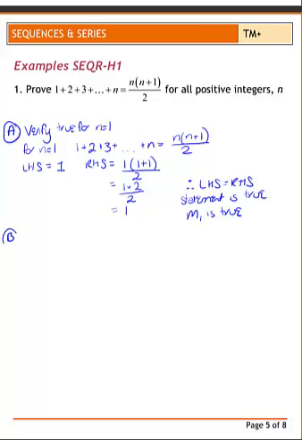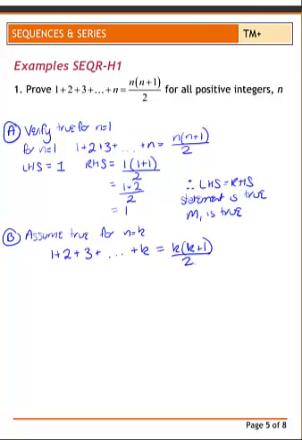Our next step is to assume true for n equals k. So that means that we've got 1 plus 2 plus 3 plus all the way up to k is going to equal k bracket k plus 1 all over 2. Okay, so assuming Mk is true.